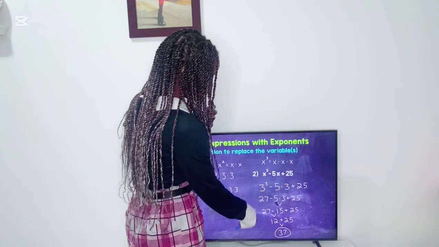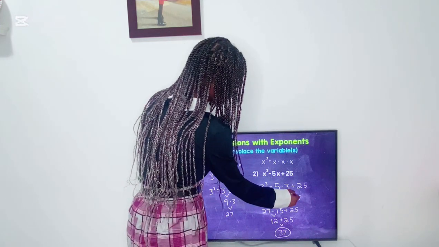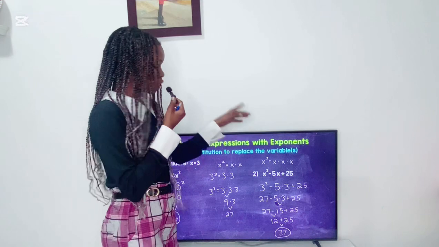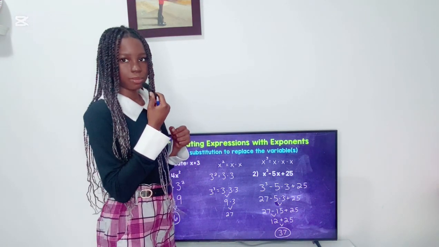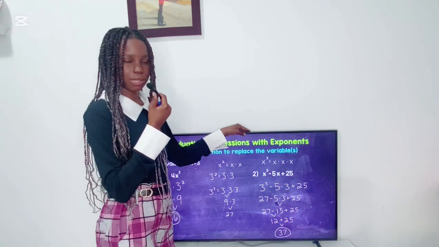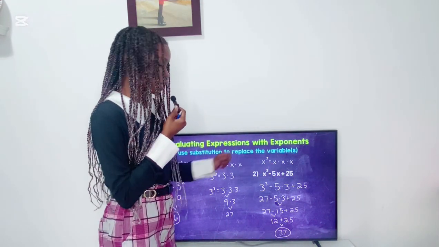Now let's bring everything else down. So minus 5 times 3 plus 25. So now let's ask ourselves the same question. Do we have any parentheses? No, we still don't have parentheses. Do we have exponents? No, this was the only one that had exponents.